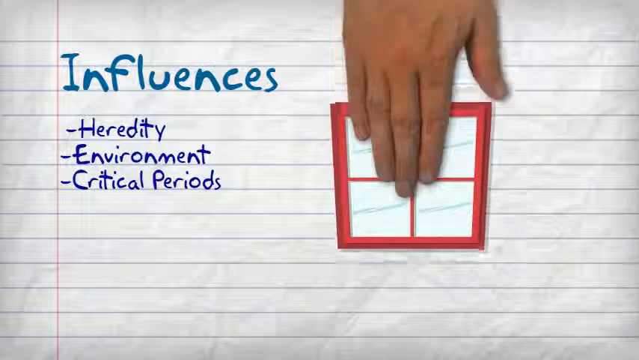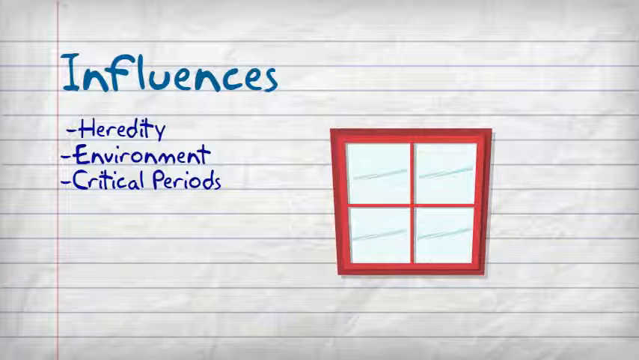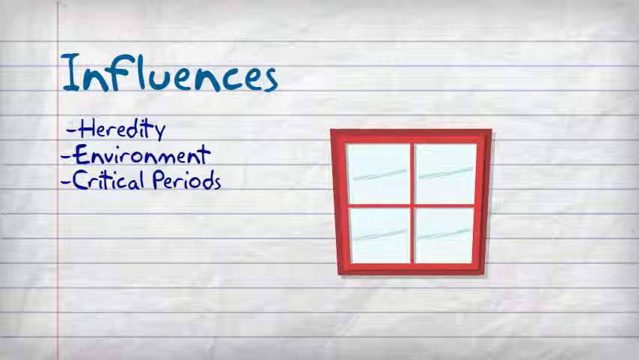Critical periods refer to a window of opportunity during which certain experiences are necessary for the brain to develop normally, as well as corresponding cognitive skills. If these skills are not met during this time, it may be impossible for the skill to develop fully.